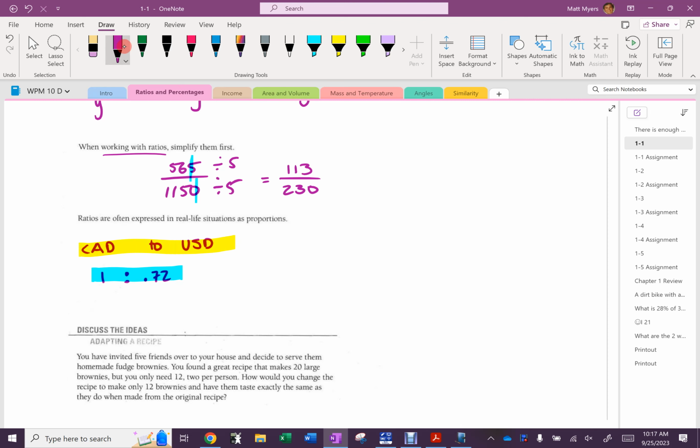Right. So I had Canadian compared to US. Canadian to US, which was 1 over 0.72.